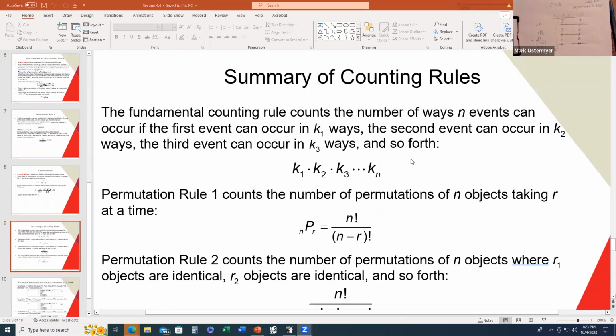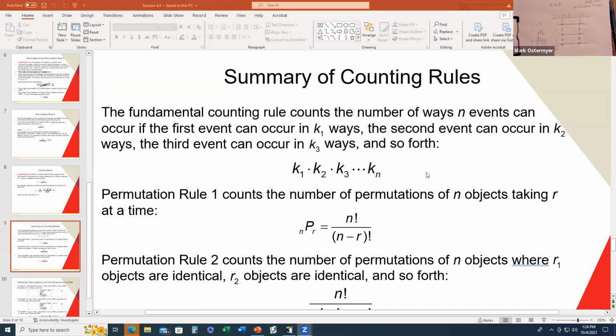All right, so we learned a couple of counting rules. Number 1, we learned the fundamental rule of counting. That is, if a first event can occur K1 ways, and a second event can occur K2 ways, and event 3 can occur K3 ways, and event N can occur Kn ways, then the total number of ways that all the events could occur in this particular sequence would be the product of all those individual ways. That's called the fundamental principle of counting.